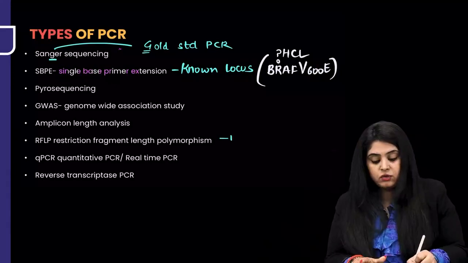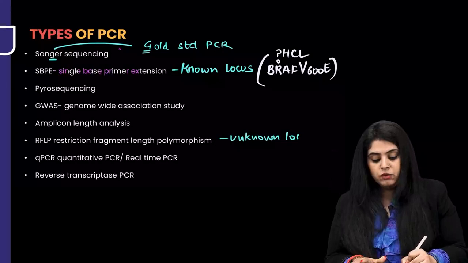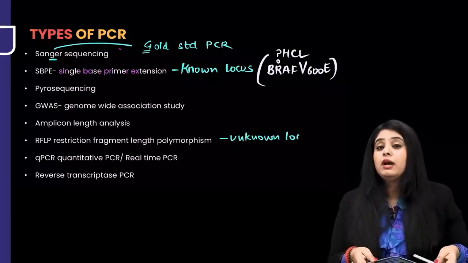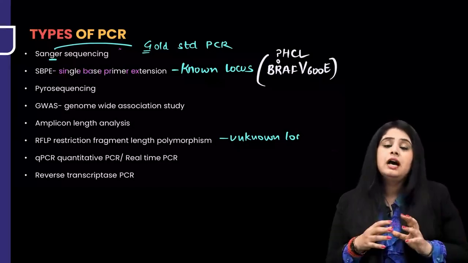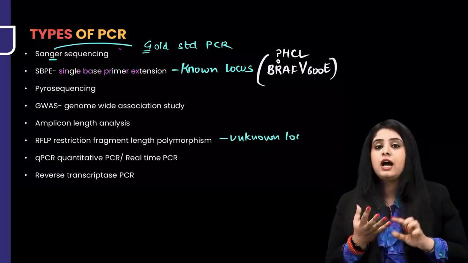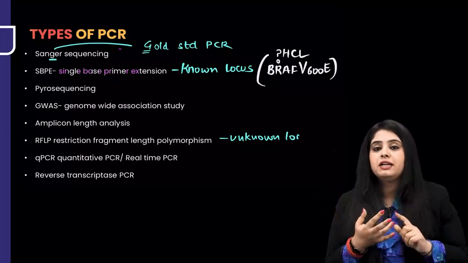But when everything is unknown, when you have a totally unknown locus, I don't know what is going to come in tomorrow's exam. I have no idea what is going to come in tomorrow's exam. Then you say, ma'am, in that situation, I am going to study everything. So what will you do? RFLP, restriction fragment length polymorphism.